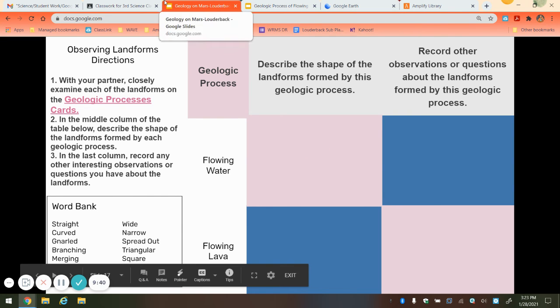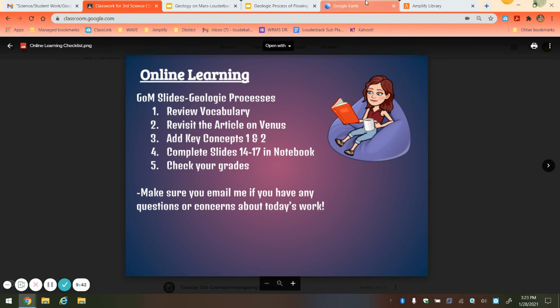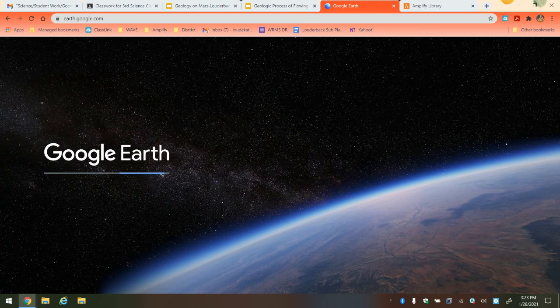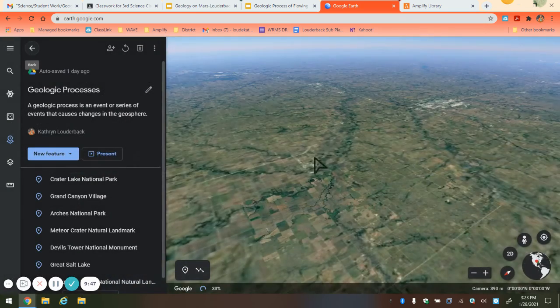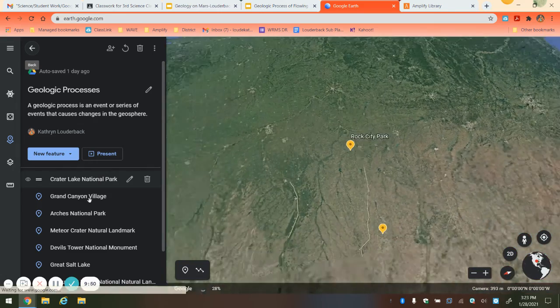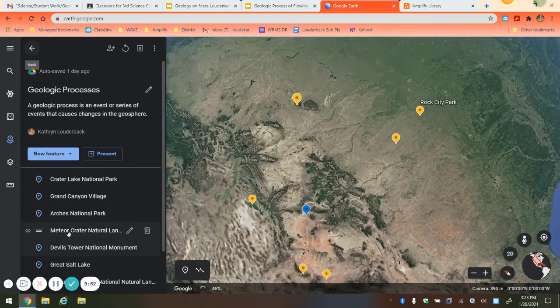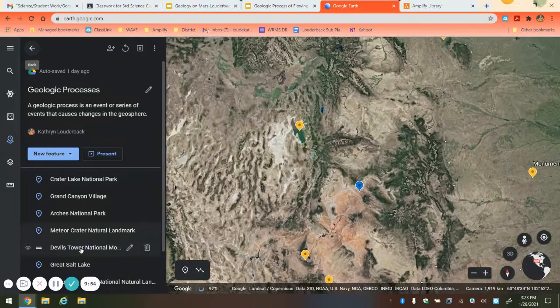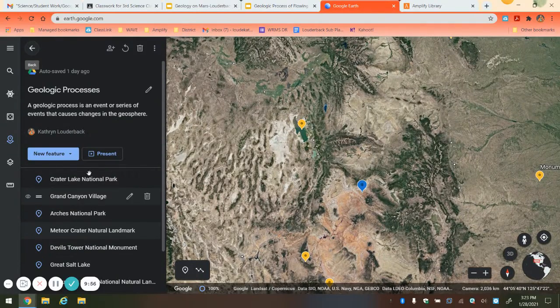And then lastly, in Google Classroom, there is a Google Earth tour here. My computer's taking a while to load, but it's just different landforms created by different geologic processes, like Crater Lake, the Grand Canyon, meteor crater. Each of these is formed by a different geologic process. And so I thought a little mini vacation to see different things would be kind of fun to do.